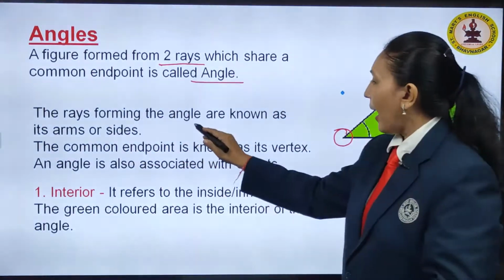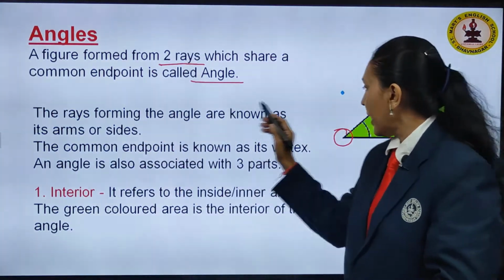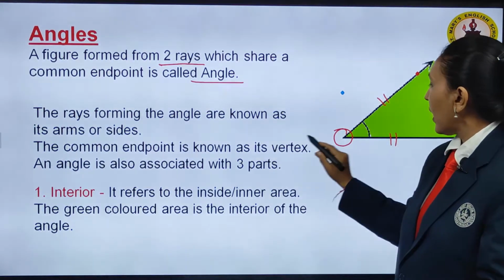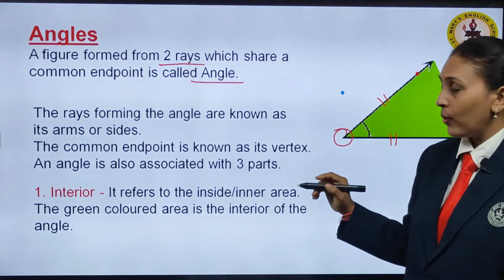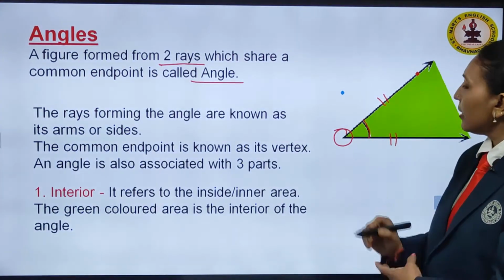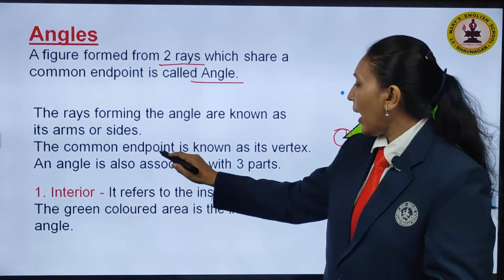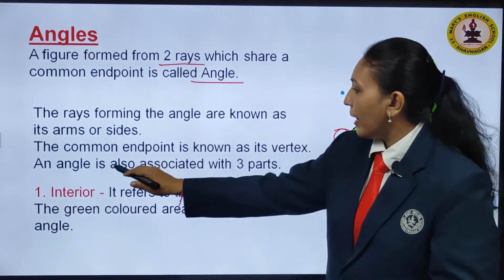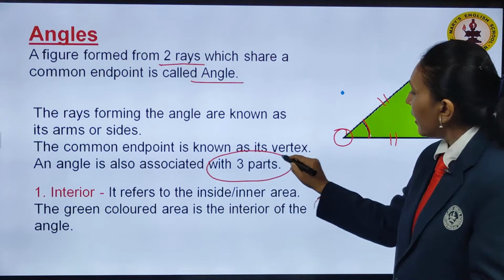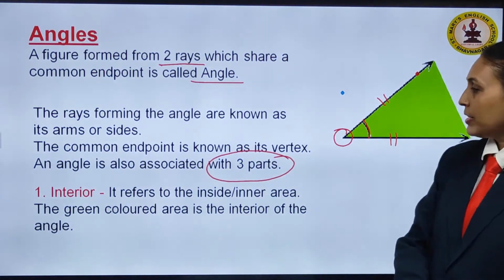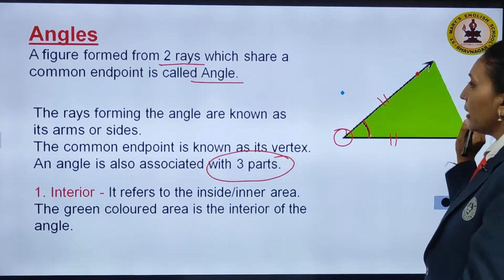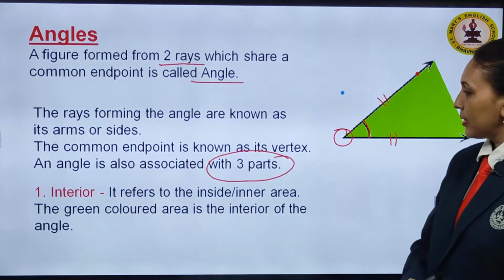The rays forming the angle are known as the arms or the sides. As I told you, these are the arms of the given angle, and the common endpoint is known as vertex. We have learned in the last video that the corners we call vertex. So this portion is called the vertex. The angle is also associated with three parts. Now angle also, children, has three parts. Which are the three parts? Interior, exterior, and on the angle, that is on the boundary, that we have learned somewhat, right?